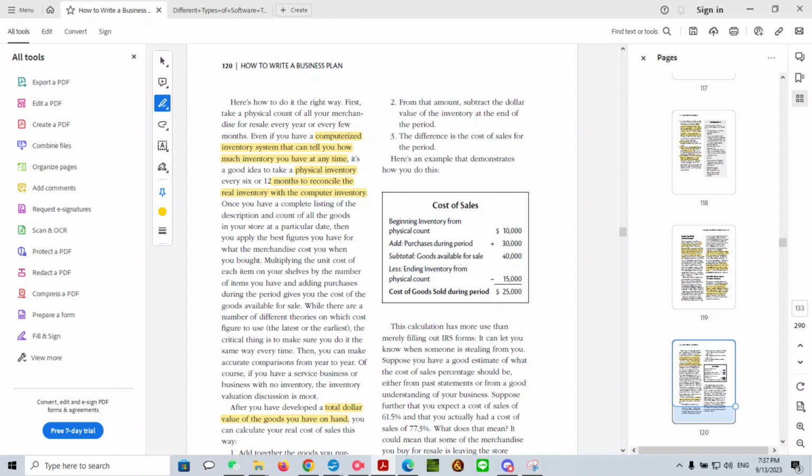Okay? And then what you do is complete the listing description, count all the goods in your store on a particular day. Like I said, how many of those do you have on hand? Then you apply the best figures you have for the merchandise when you bought it. You multiply the unit cost of each item by the number of items you have, and adding purchases in the period gives you the cost of the goods available for sale. So this is how much it cost you to sell them.